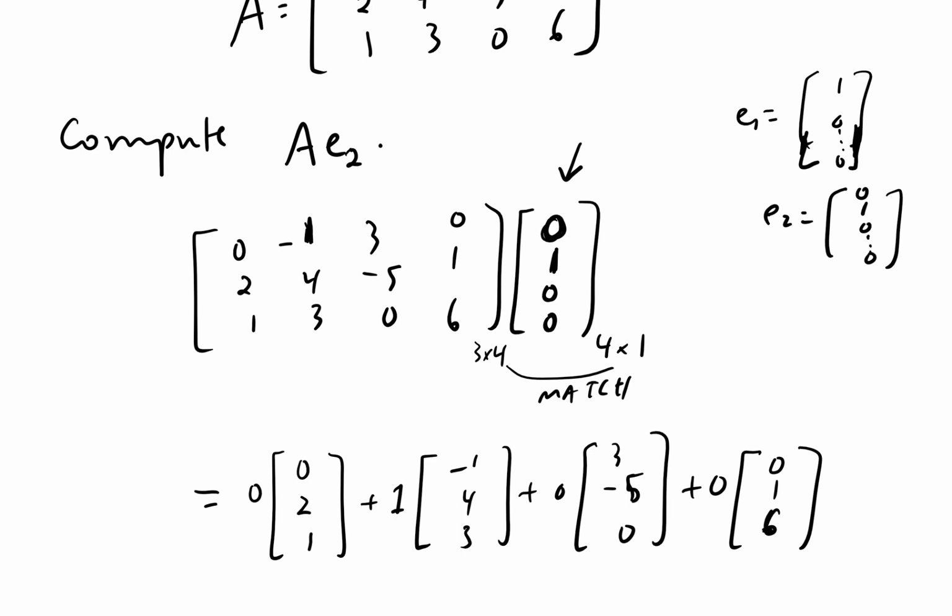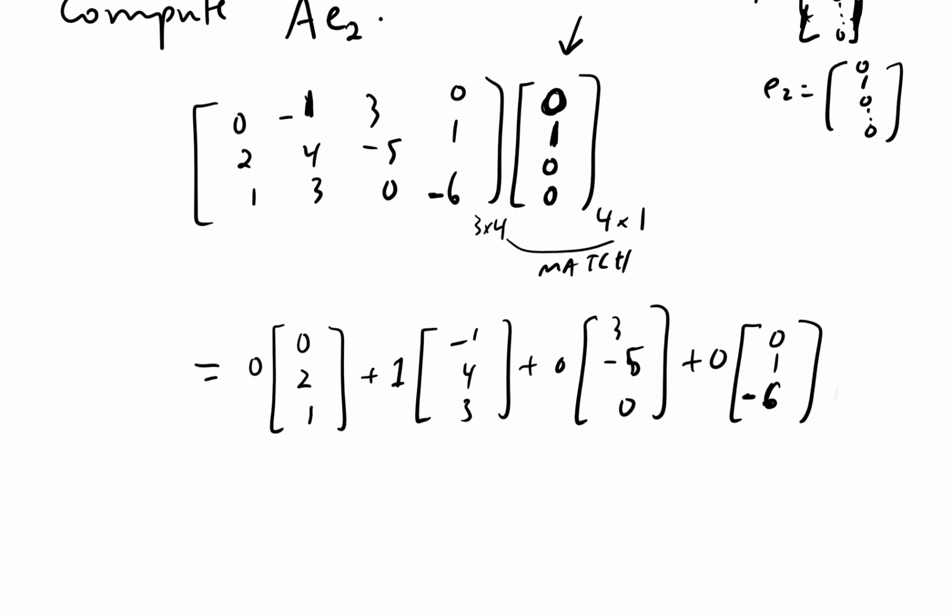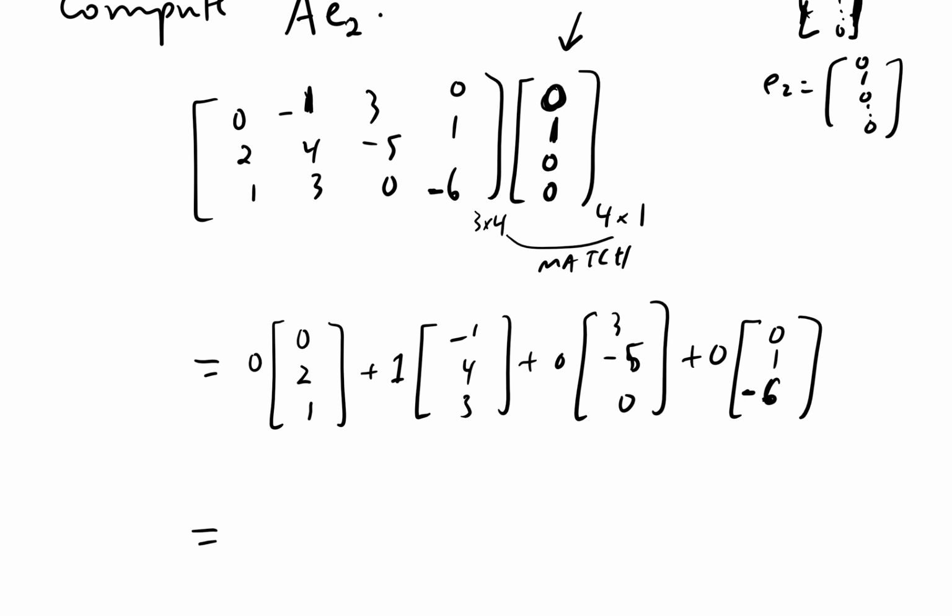Actually, this is -6, -6, -6. And as you can see, all the zeros... aren't we supposed to multiply the first row with the column? You can do the same way. You will get the same thing. But let me finish this first.